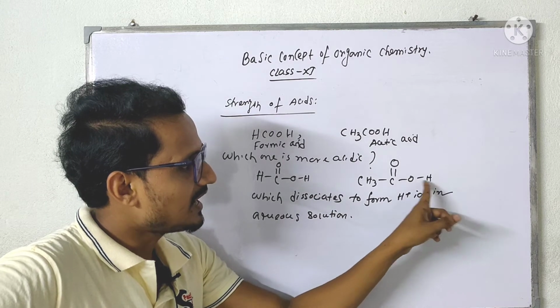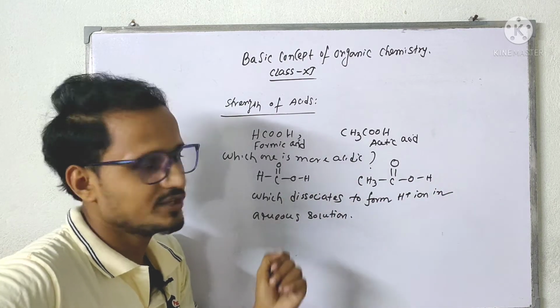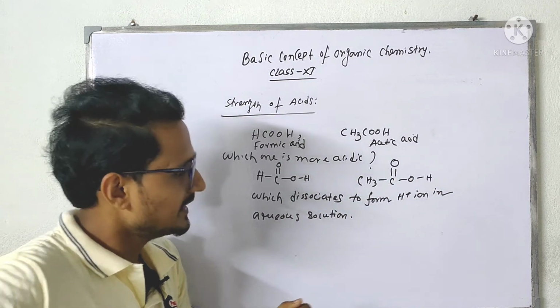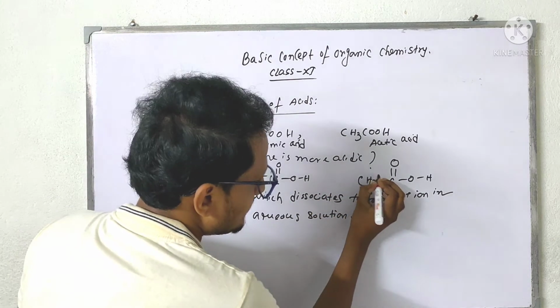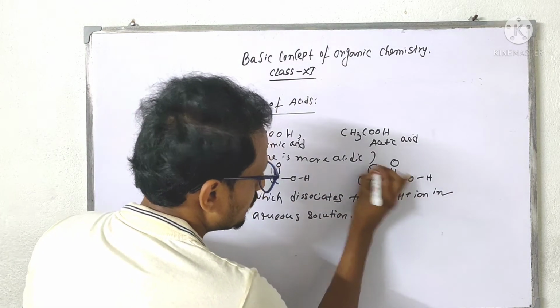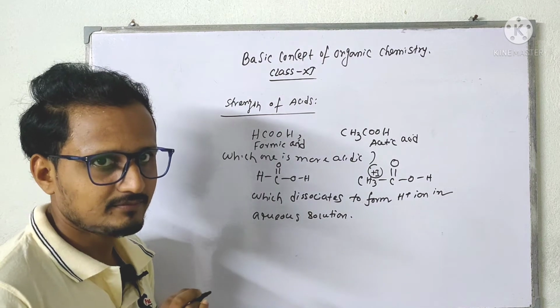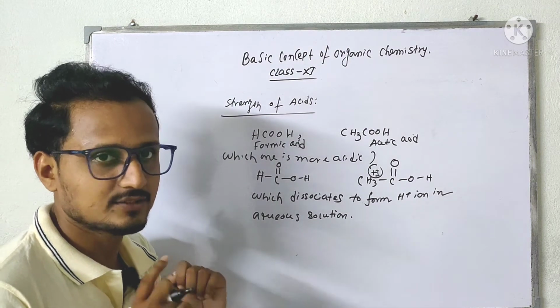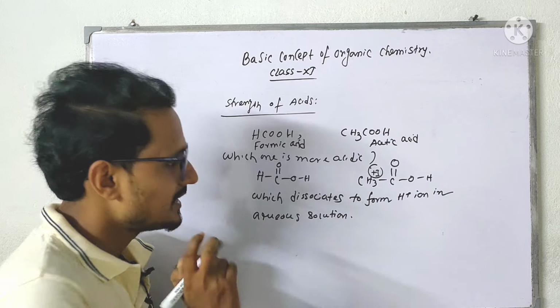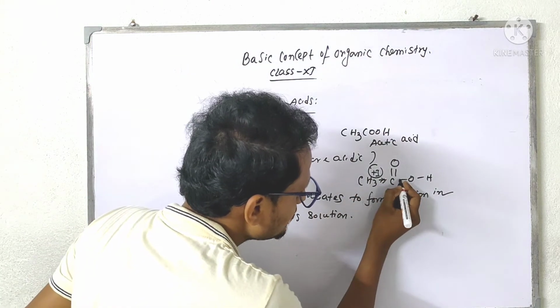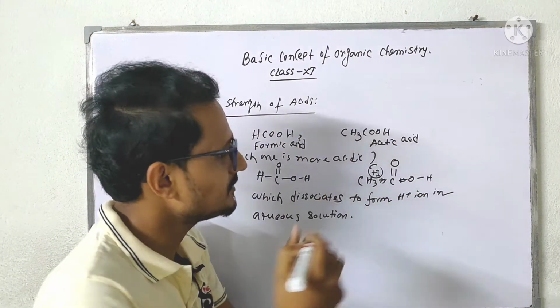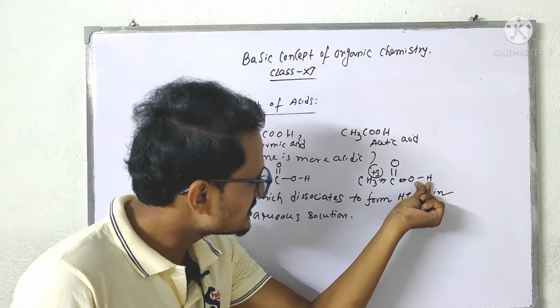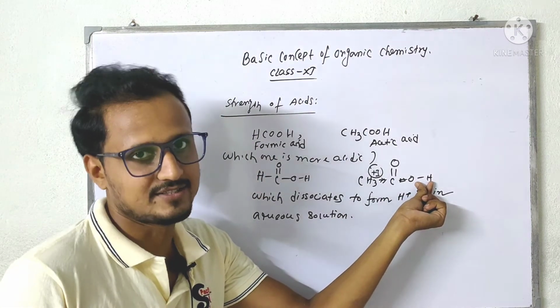So we'll see how we can break this OH bond. Here this CH3 group has plus I effect, we know. We can explain by this thought that this CH3 group has plus I effect. Now what it will do, it will push the bonded pair of electrons towards the neighbor carbon, so the electron density on this OH bond will increase.